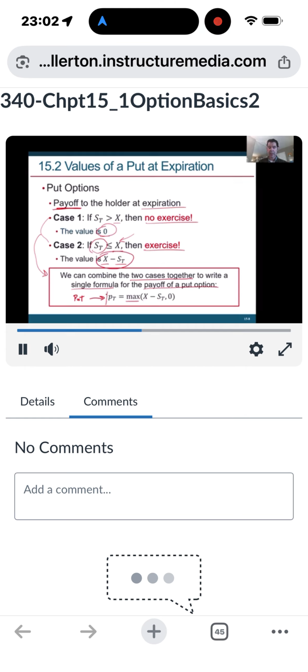Okay, once again, very important formula. It looks a lot like the call option payoff formula. The only difference is that these two are switched around, the strike price and the stock price. Let's get some practice calculating these payoff values of options.